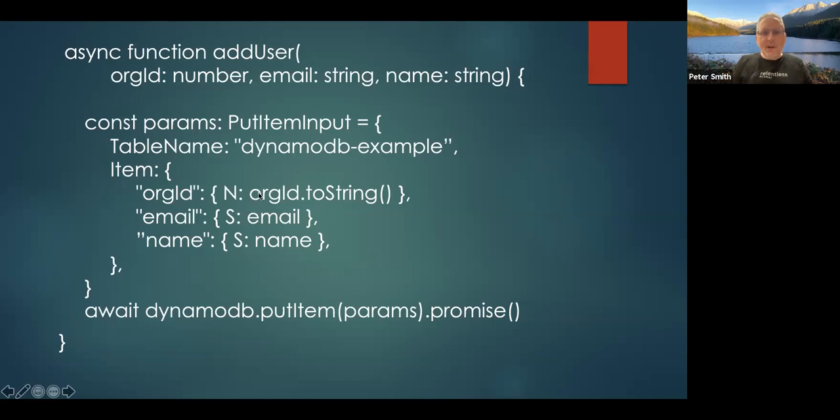Now, this is kind of weird. If you look at org ID, you actually have to convert it to a string. It's weird. I don't know why they did it this way, but org ID is a number. You convert it to a string, but then you say N, which means it's a number. It's a little bit funky. It took me a while to get used to it, but it does make sense in the end.